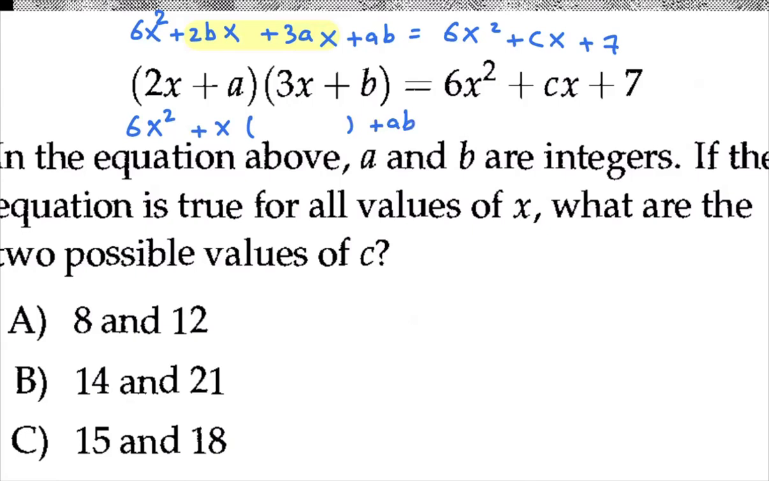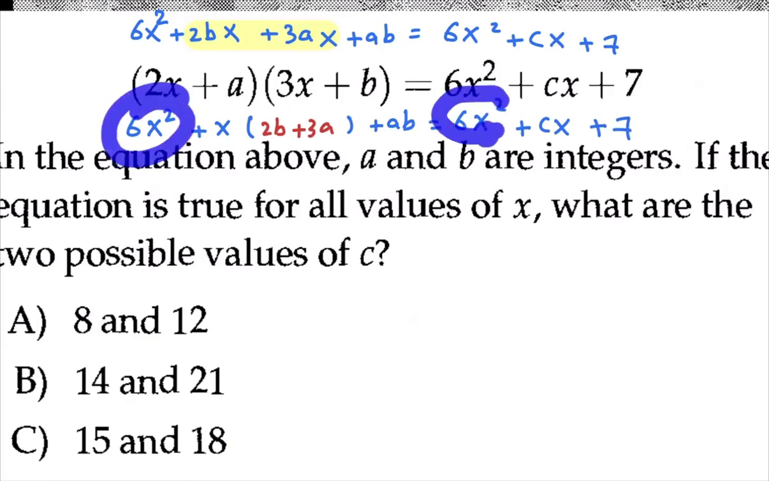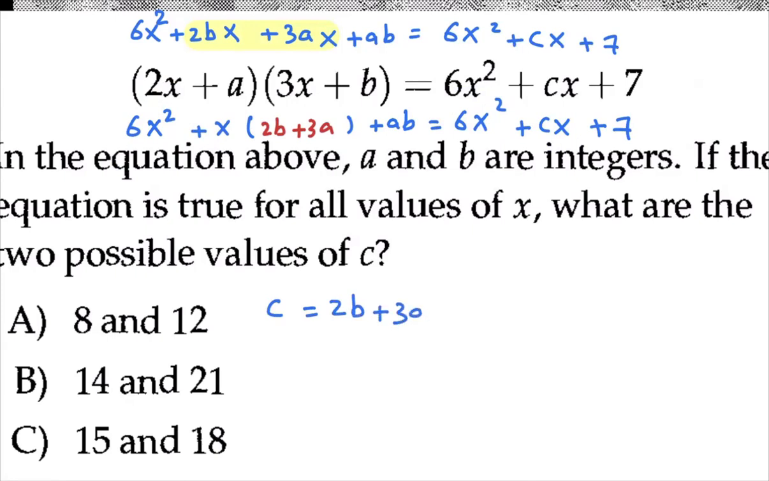So if you take x as a common factor, you will have here 2b, and here you have 3a. On the other side, don't touch, 6x squared plus cx plus 7. Let's match the coefficients. The first thing we can do here is that 6x squared equals 6x squared. And this is x, this is x. It means the value of c equals the coefficient 2b plus 3a, isn't it? And ab equals 7.